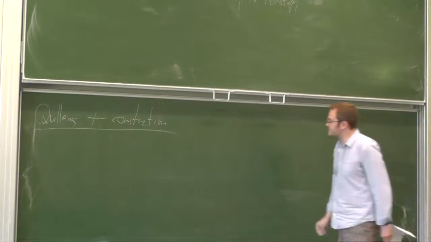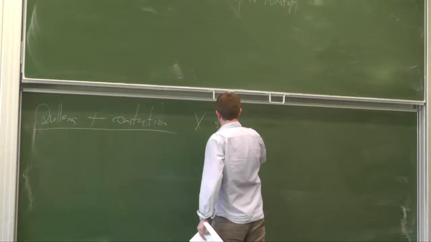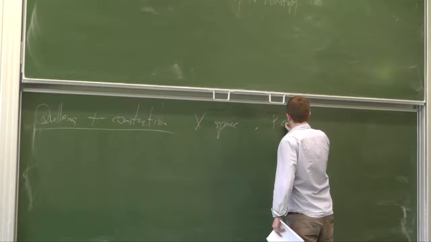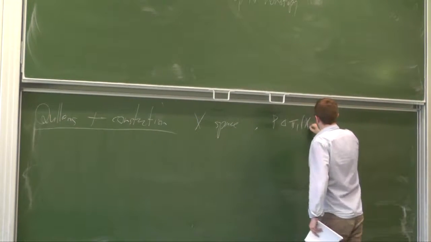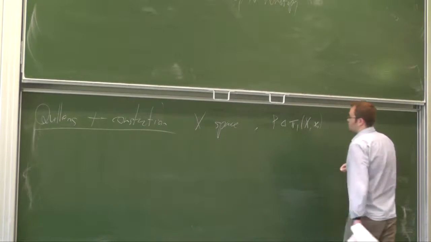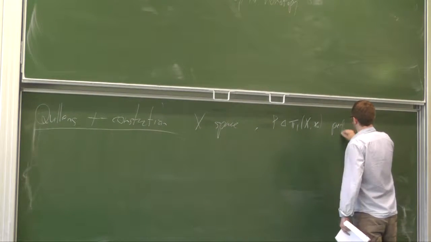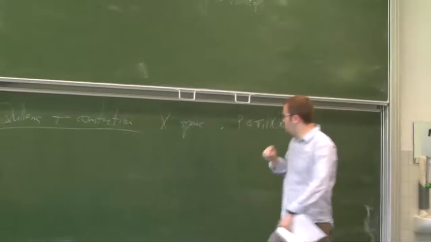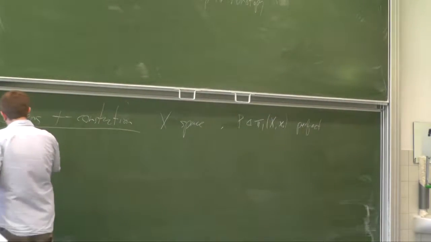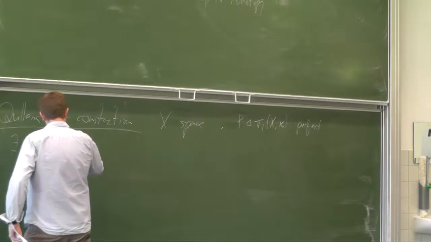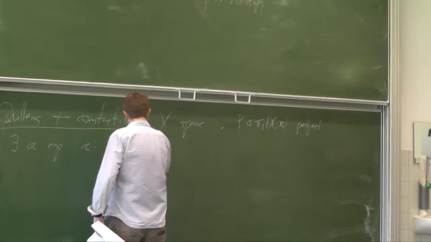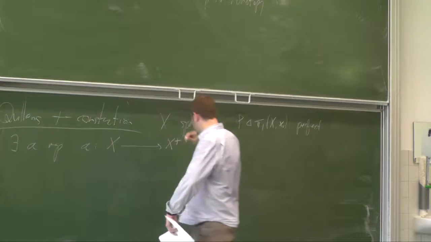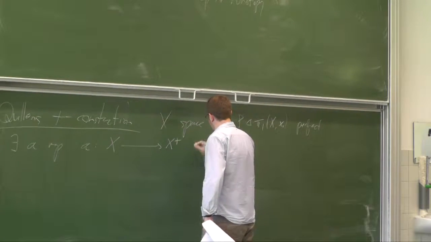So the plus construction says I've got X, a space, maybe connected, and I've got P, a normal subgroup of the fundamental group of X, which is perfect. This is the setup, and the claim is then there exists a map A from X to a new space, that's called X plus, such that two things hold.